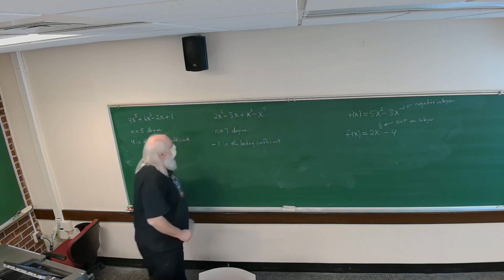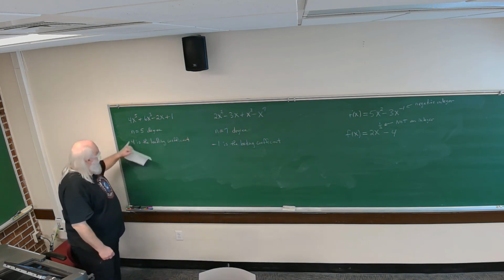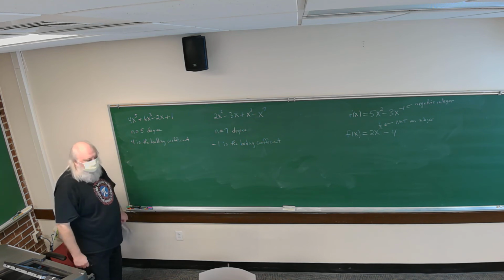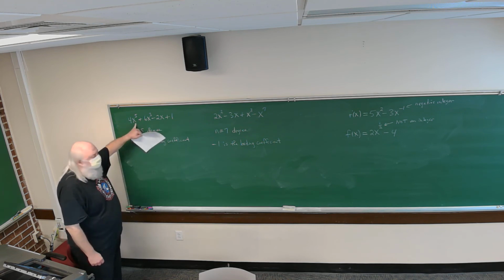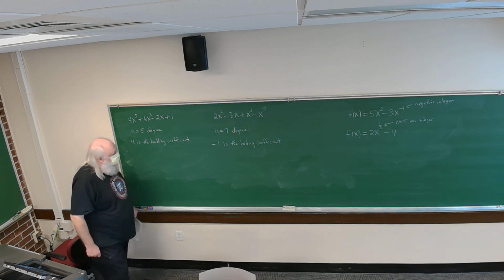So those are two examples of polynomial functions, and that's how you determine the degree and the leading coefficient. You look for the largest power of x to get the degree, and the number in front of the largest power of x is the leading coefficient.